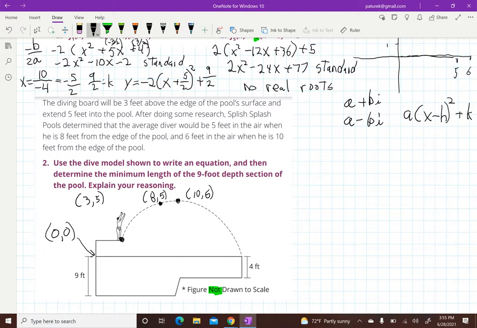And you should have spotted the mistake I made. It said he will be 3 feet above the edge of the pool when he's extended 5 feet into the pool. And I wrote 3,5. That is backwards. I should say that when he is 5 feet into the pool, he is 3 feet above the pool. Now this makes sense. 5, 3 feet, 8 comma 5 feet, 10 comma 6 feet.